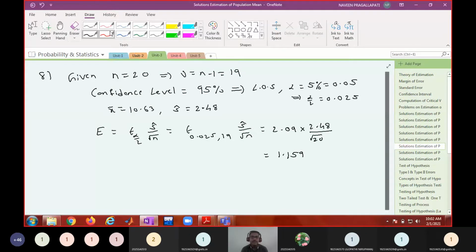So when rounded to two decimals. Shall I proceed?